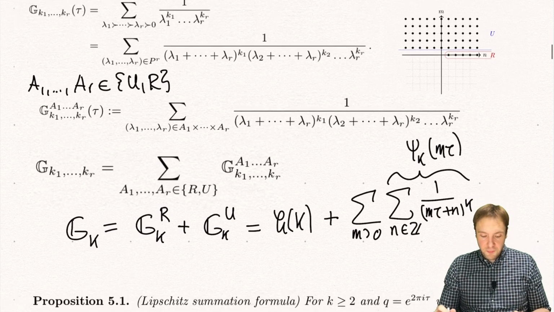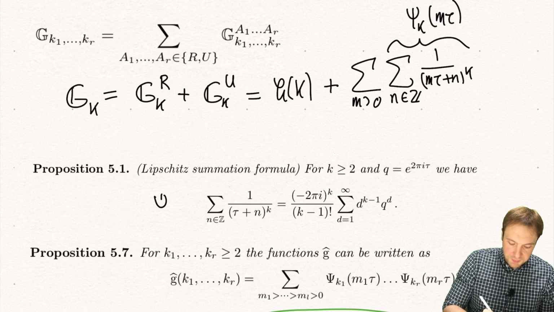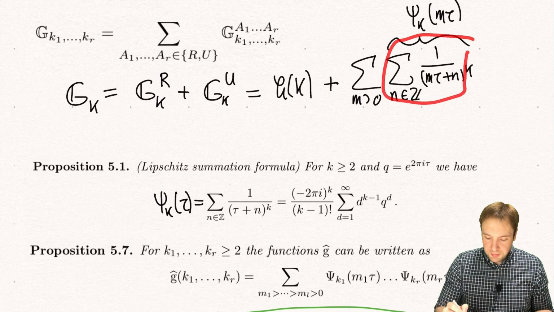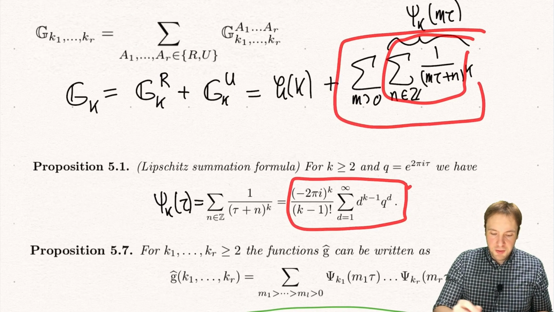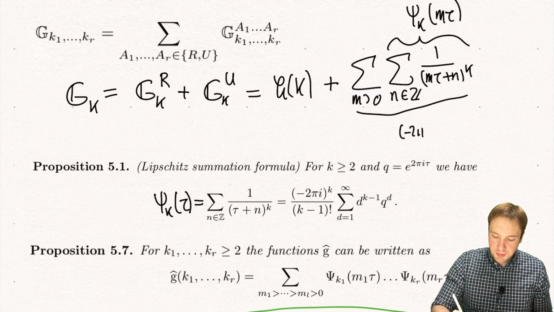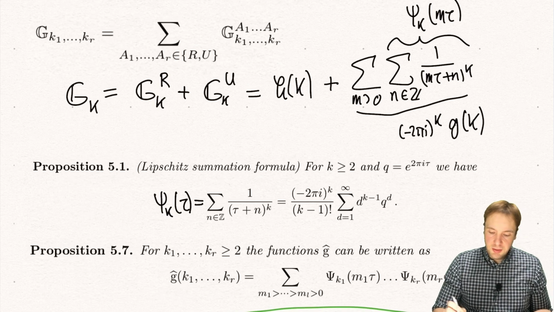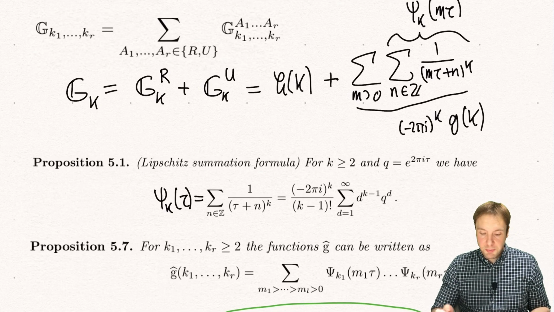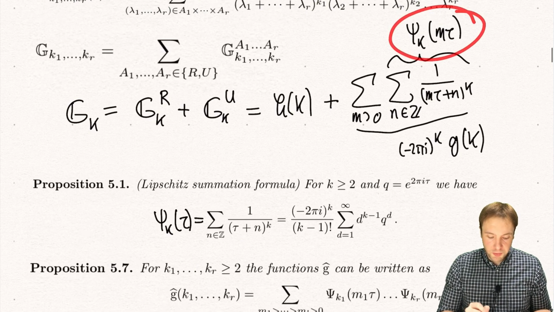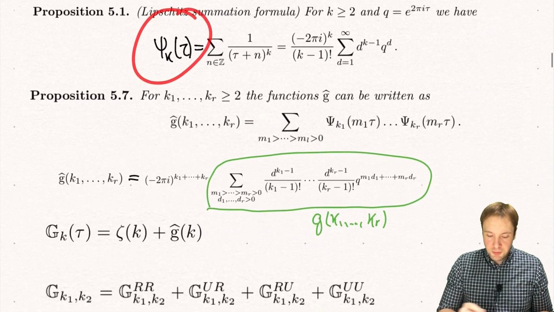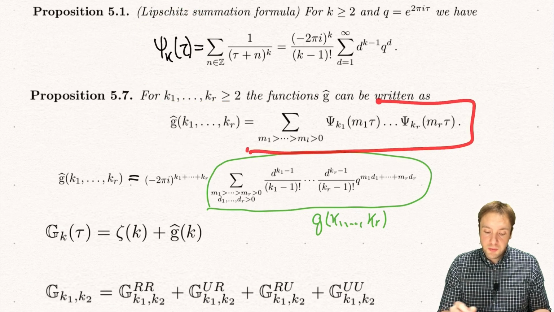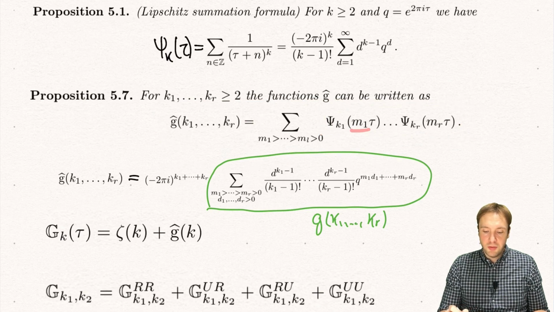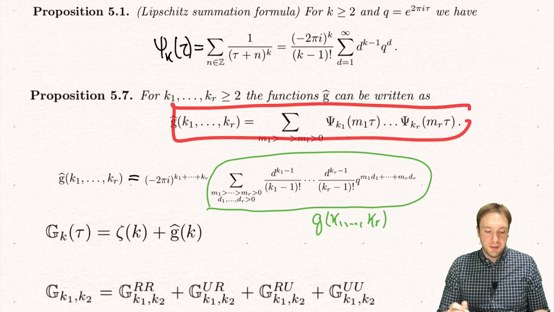And then by the Lipschitz summation formula, which is this one here, which makes a statement about this psi k, we could rewrite this psi k of tau by using this formula here, and then this whole thing just became minus 2 pi i to the k times g k. And in general, the connection of this g hat in arbitrary depth and these functions, which we call the monotangent functions, was given as follows. Every time I have an ordered sum over m's and I take the product of monotangent functions psi k1 m1 tau up to psi kr mr tau, then this gives exactly the g hat.